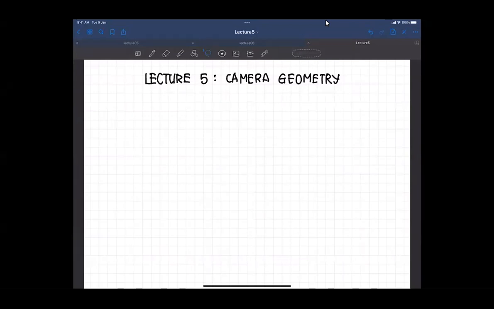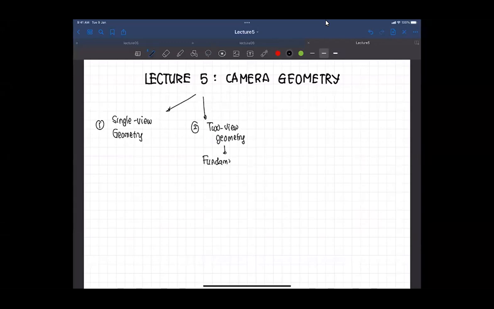In this camera geometry, we will learn about, I think, three different things. One is called single view geometry, or one view geometry. Secondly, we will learn about two-view geometry, especially the fundamental matrix. And the third one, we will learn about stereo systems, or depth from stereo.